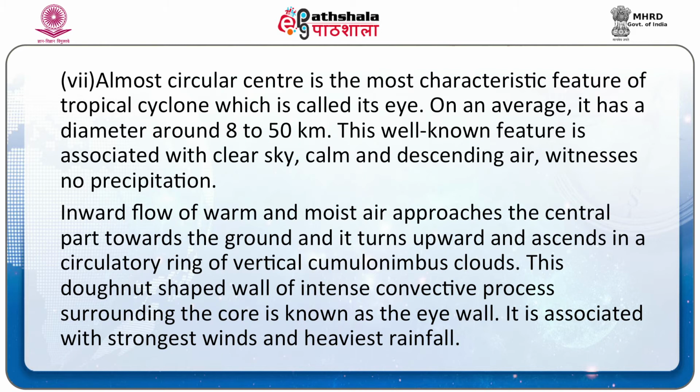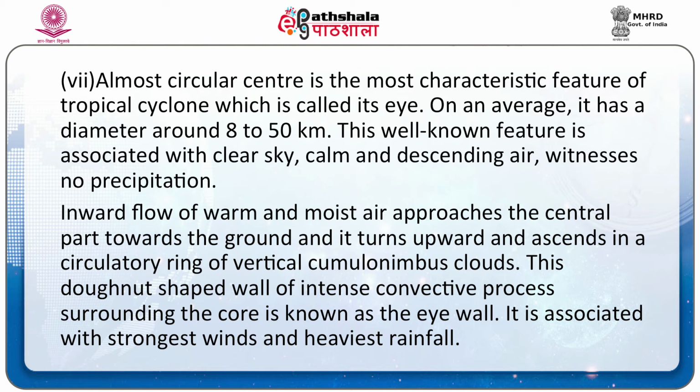The almost circular center is the most characteristic feature of a tropical cyclone, which is already conveyed to you, and is called its eye. On average, it has a diameter of around 8 to 50 km. This well-known feature is associated with clear sky, calm and descending air, and witnesses no precipitation.